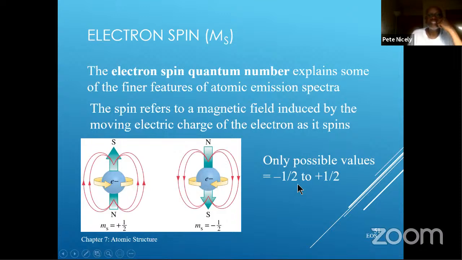So in summary, when it comes to the electron spin, the ms values, there are only 2 possible values that you have to worry about. And these values are not related in any way to the other quantum numbers that we talked about. So that's the 4th quantum number, the electron spin.